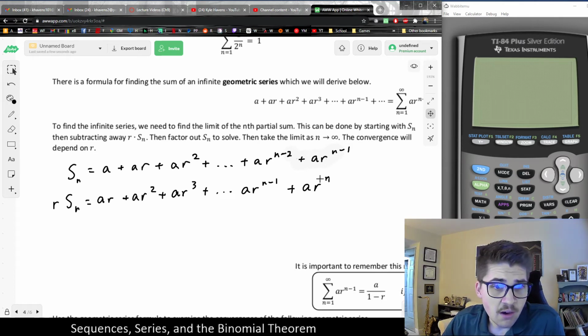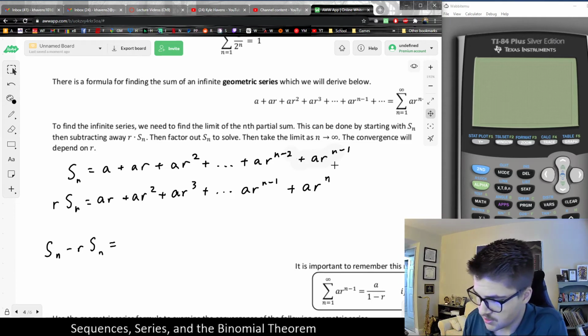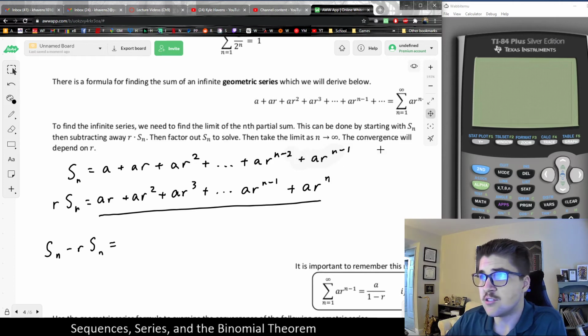And here we go. So why am I doing this? Well, if you examine the difference between these two series, notice that they're almost exactly the same because they have the same terms. When I multiply through by R, almost everything is the same. The difference is this one has an extra A in front and this one has an extra AR to the n at the end. So if I took the difference between the nth partial sum and R multiplied by the nth partial sum, that would be synonymous with subtracting these two things from each other.